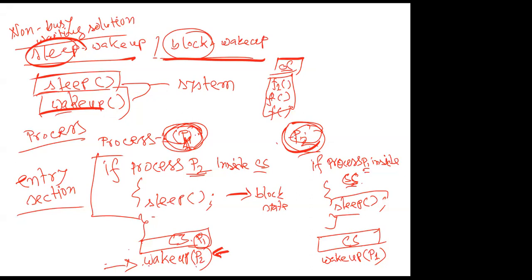Similarly, for process P2, P2 will check whether P1 is inside the critical section. If, let's say, process P1 is currently inside the critical section, then P2 will go into sleep mode. Let's check in here.